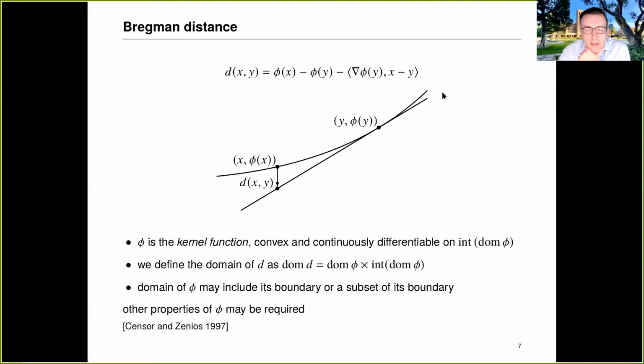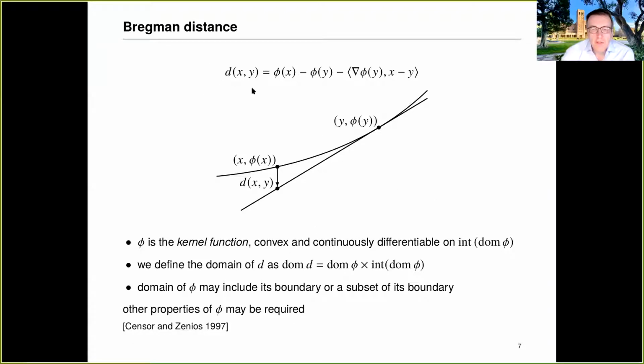And then the distance generated by phi is defined like this. You take the straight line, which is the linear approximation at a point y. That's a lower bound on phi by convexity. And then at a different point x, we take the difference between the function and the lower bound, and that's the generalized distance. So it's not a real distance because it's not symmetric, but it's always non-negative because of convexity.